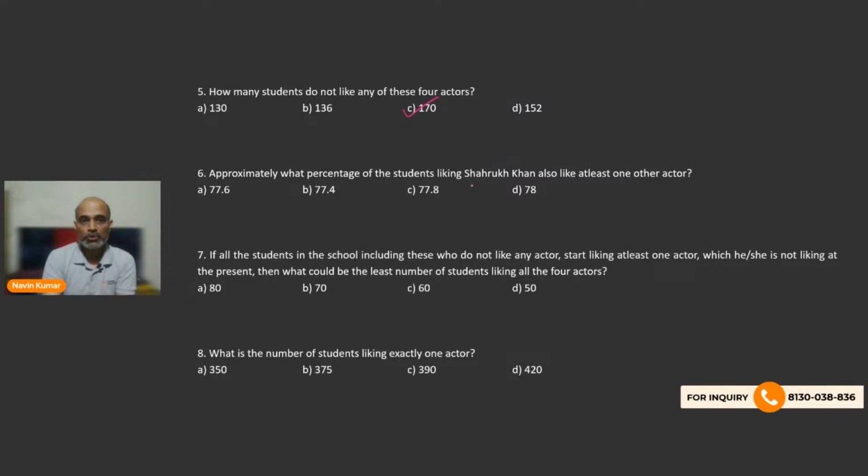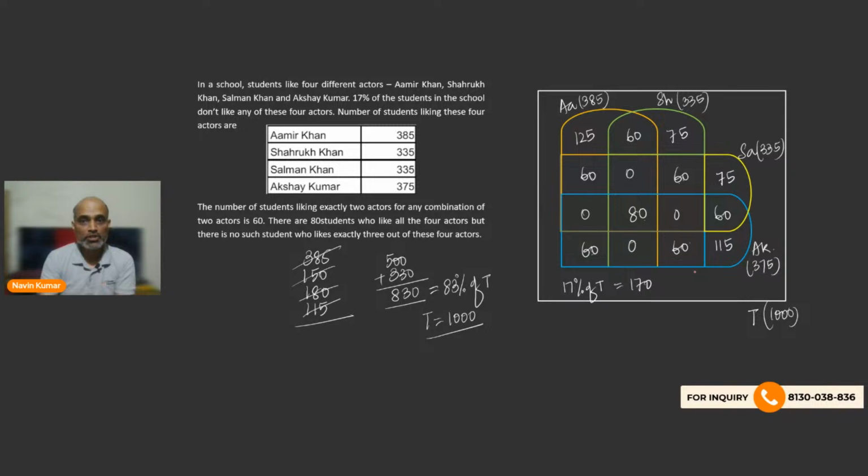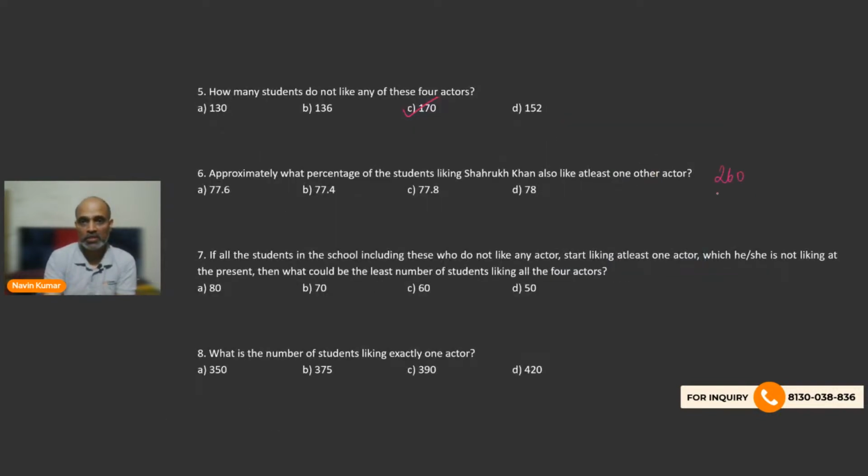Approximately what percentage of the students liking Shah Rukh Khan also like at least one other actor? So if you look at Shah Rukh Khan, this is 335, out of which 75 like only Shah Rukh Khan. So 60, 60, 60, that is 180 plus 80. Can we say these are 260 students? Out of students who like Shah Rukh Khan, it's 335. So what percentage is this going to be? If you look at the options, we have to be very, very precise. In such kind of questions, we generally prefer using calculators.